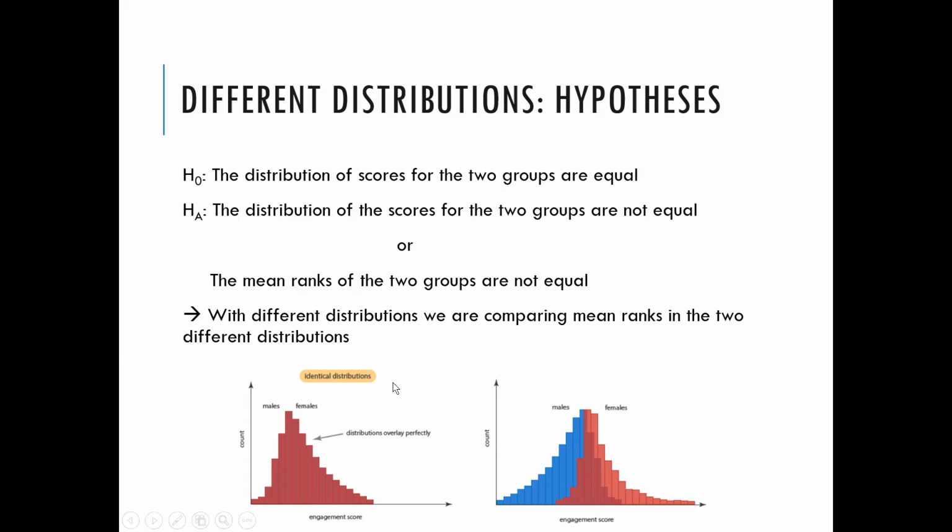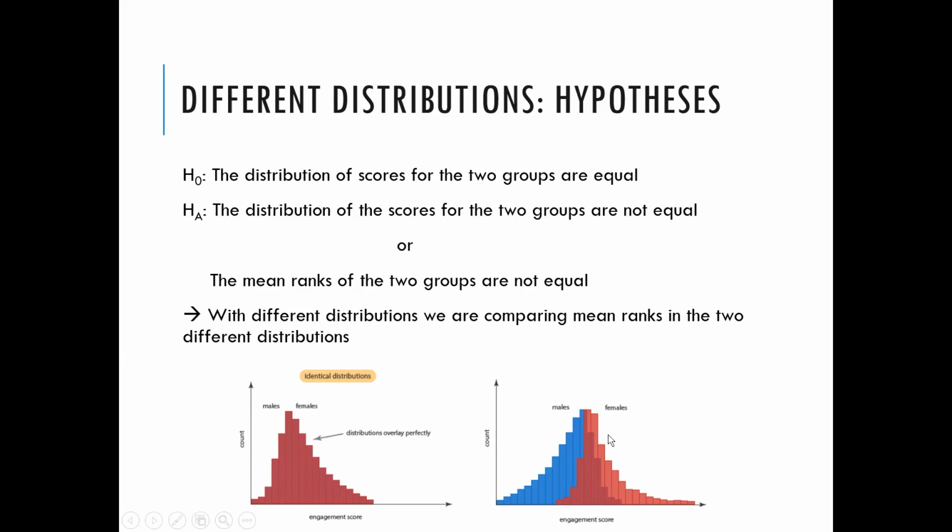What do I mean by different distributions? Here we have identical distributions. This is a group of males and females, and this is their distribution of engagement score, and they're perfectly overlapped. Not only do they have the same shape, but they have the same scores and values, and probably the same mean, the same median, and the same variability. They're identical, completely overlaid on top of each other.